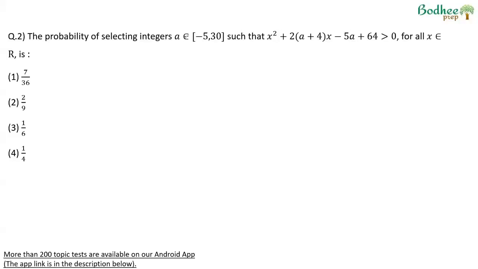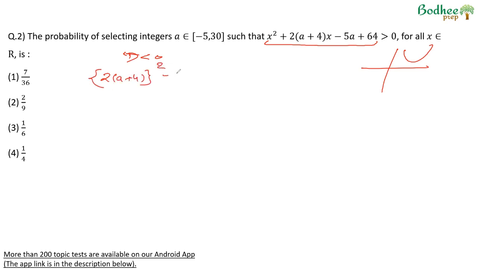The probability of selecting integers a from the range -5 to 30, such that -5 and 30 both are included, such that x square plus (2a plus 4) into x minus (5a plus 64) is greater than 0. This quadratic has to be greater than 0. If a quadratic is always greater than 0, that means it does not have real roots. Therefore, the discriminant has to be less than 0. The discriminant here is (2a plus 4) whole square minus 4, a is 1, (5a plus 64). This has to be less than 0.